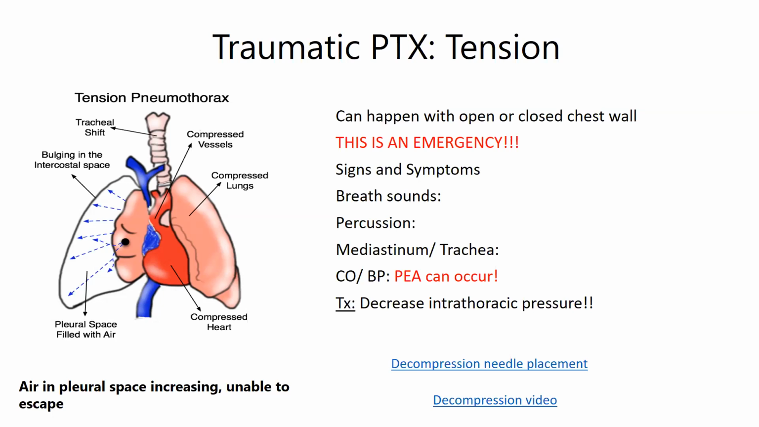Breath sounds will be diminished or even absent. Percussion to this area is hyperresonant because you're hearing air. The trachea is shifted away from the affected side, tracheal deviation. Cardiac output and blood pressure will drop dramatically from the increase of intrathoracic pressure.